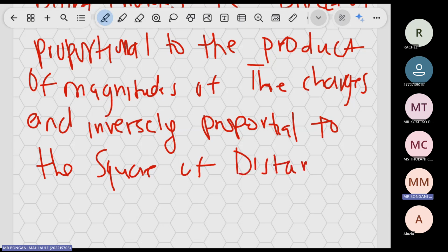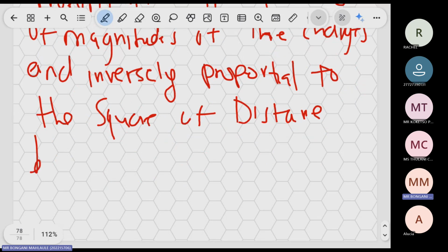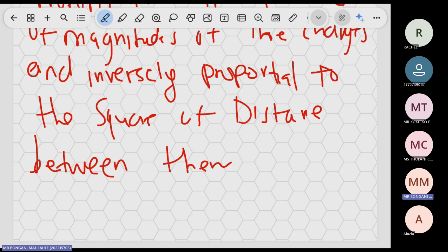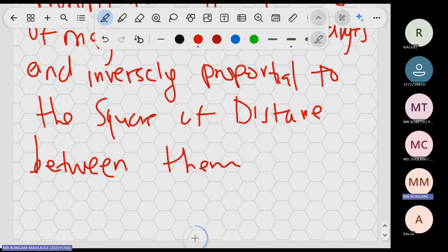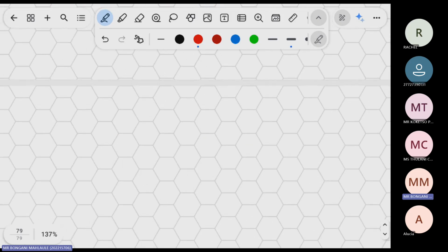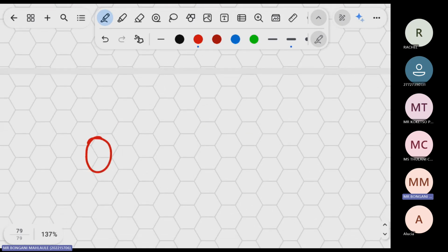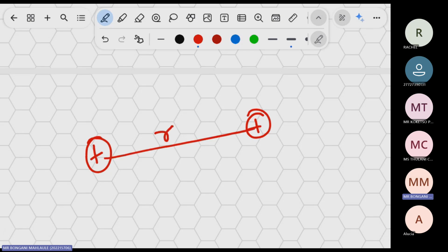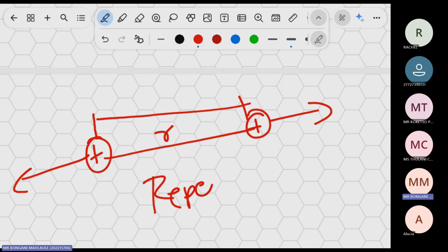Of the distance between them. So for an example, you will be required to calculate, let's say you have two positive charges, and then you have the distance r. Obviously they're going to repel each other, right? These ones, they will repel each other.